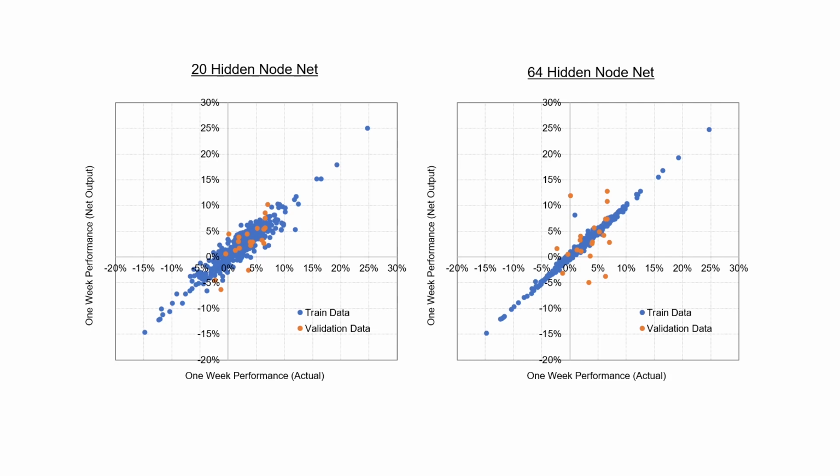We can see that the training data from the 20-node net output has a greater spread when compared to actual when compared to the 64-node net. The 64-node net actually has a pretty good match of net output to actual data.